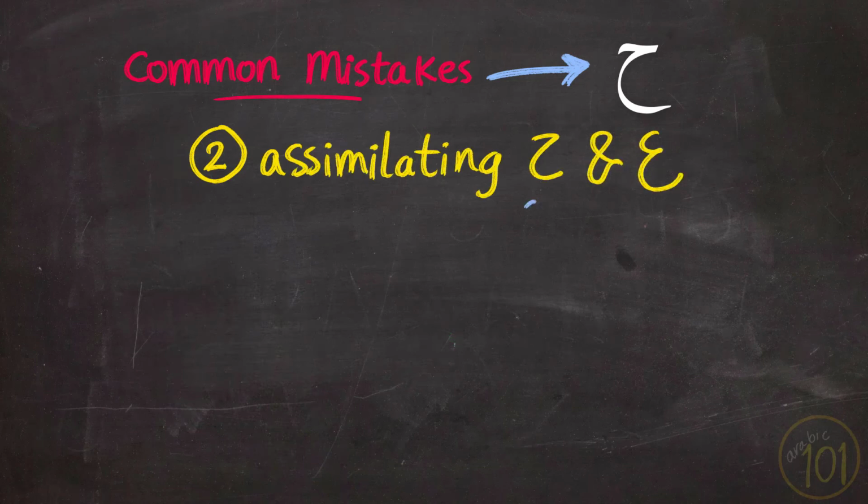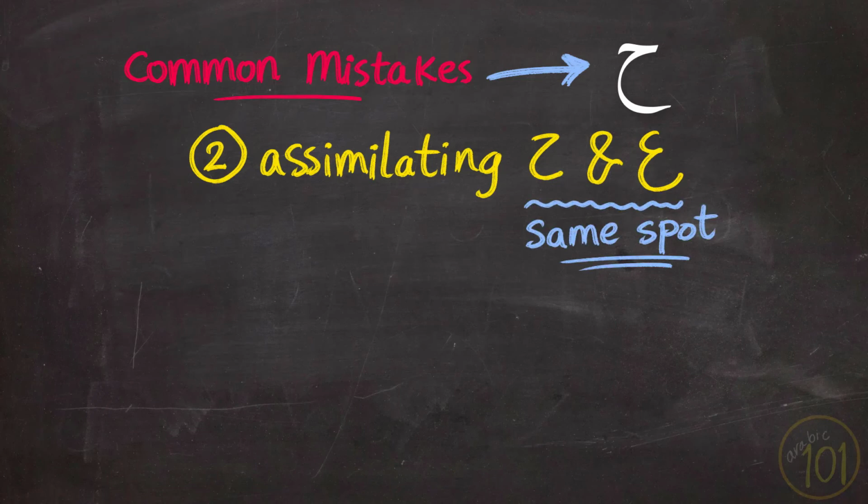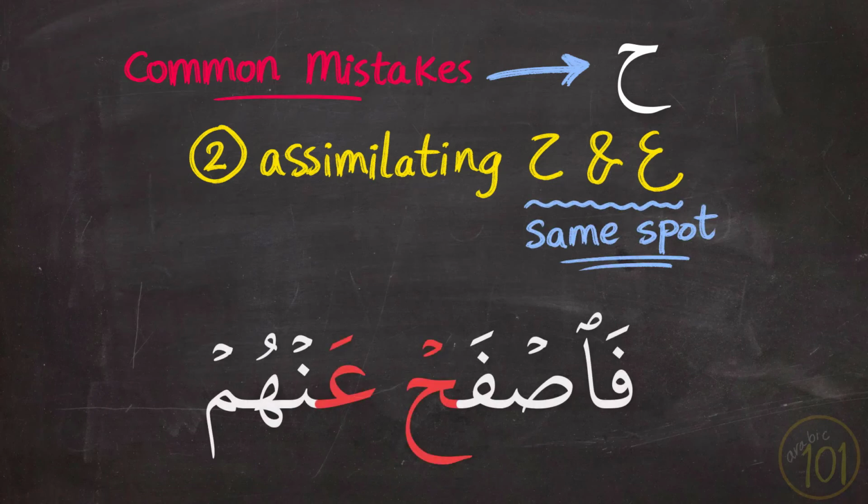The other mistake is assimilating the ha and ayn sound when they follow one another. This mistake can easily happen because both of these sounds come from the exact same spot. A mistake sounds like this: فَاصْفَحْ عَنْهُمْ. So when they follow one another, make sure you produce the first one clearly before moving to the next one. فَاصْفَحْ عَنْهُمْ.